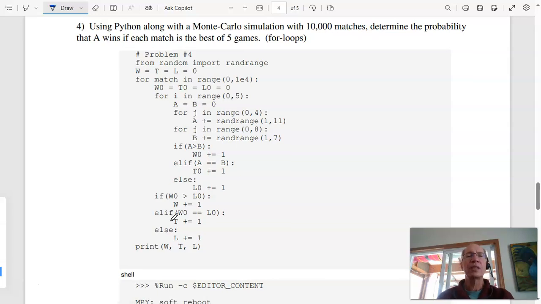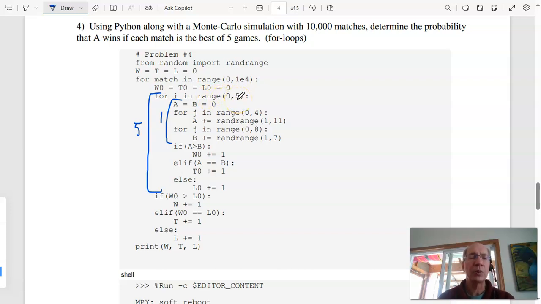Problem 4. This is a Monte Carlo simulation. Given this game where A rolls 4 10-sided dice, B rolls 8 6-sided dice, who's going to win a match if the match is the best of 5 games? So what I'll do is I'll first play one game. That's right here. Here's one game. Throw that in a match of 5 games. That's a for loop counting to 5.